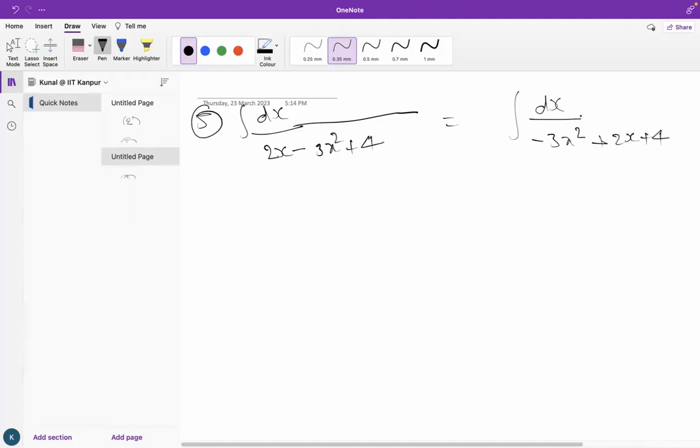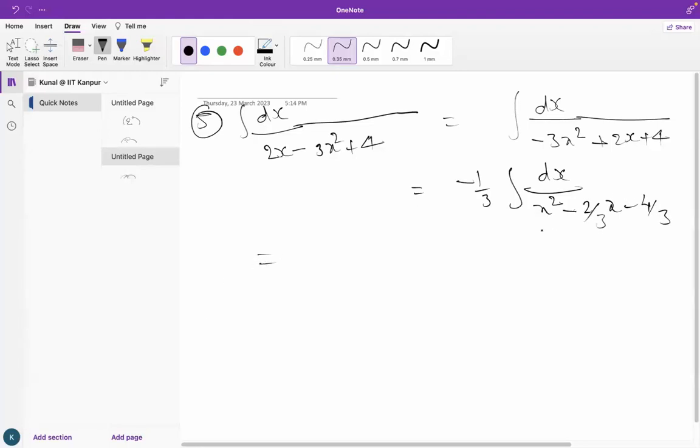And what I have to do now is make the coefficient of x square as 1. So I have to just take the common minus 1 by 3. So here it is x square minus 2 by 3x. And when we take the common minus 3, here it will be minus 4 by 3. I hope you all understand this.